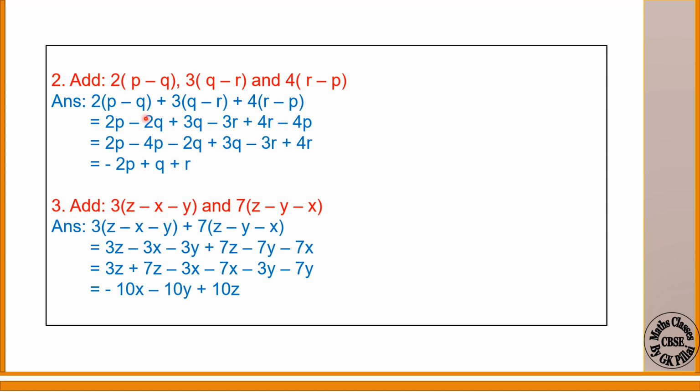2 into p minus q plus 3 into q minus r plus 4 into r minus p. Open the bracket by multiplying by 2, 3 and 4 and simplify. You will get minus 2p plus q plus r.